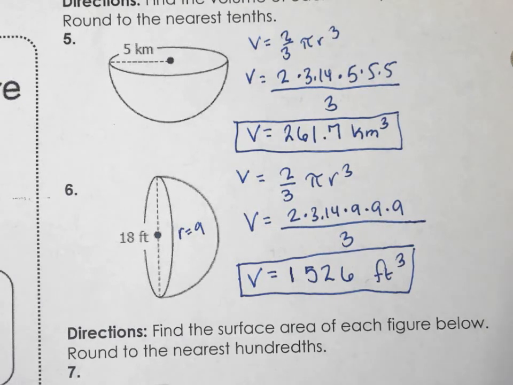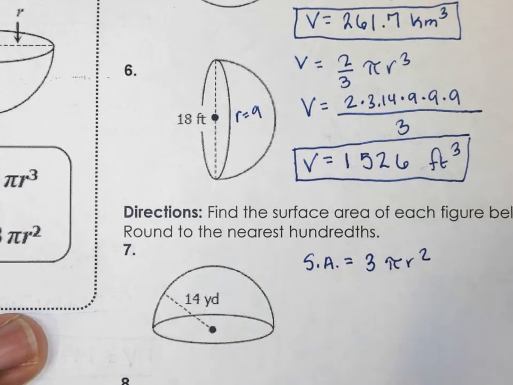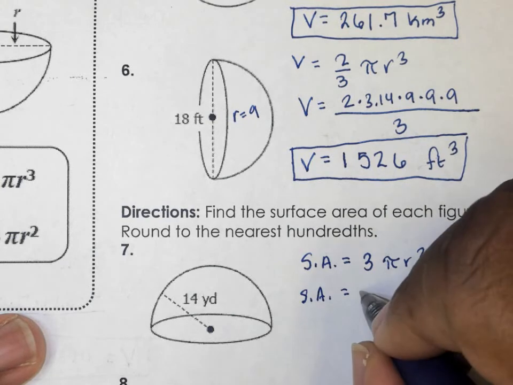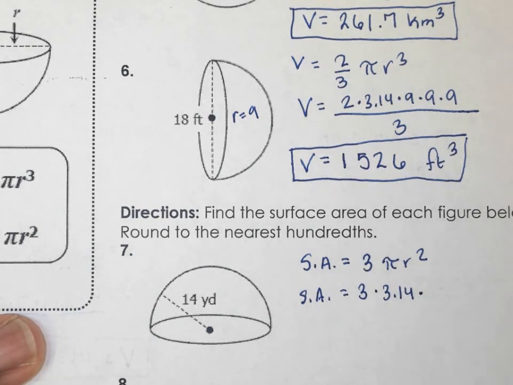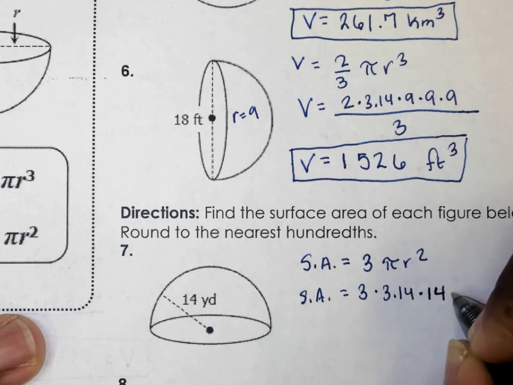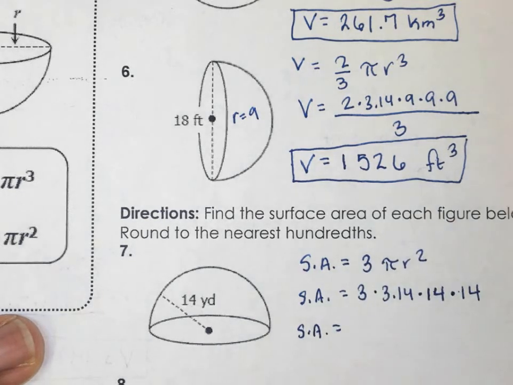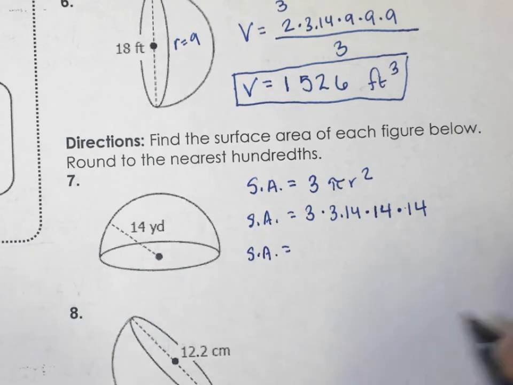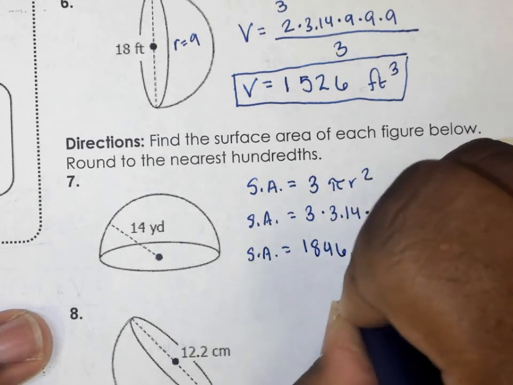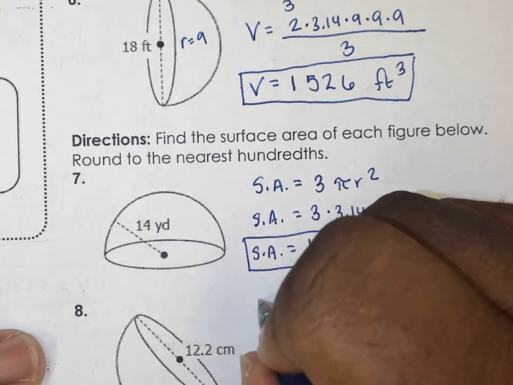Now, find the surface area of each figure below. Round to the nearest hundredth. Surface area. It's 3 pi r squared. 3 times 3.14. Chris, what's our radius? Gotcha. Chris, what's our radius? Caught you slipping. Thought I was asking about the same kind. 1846.32. This is yards squared.